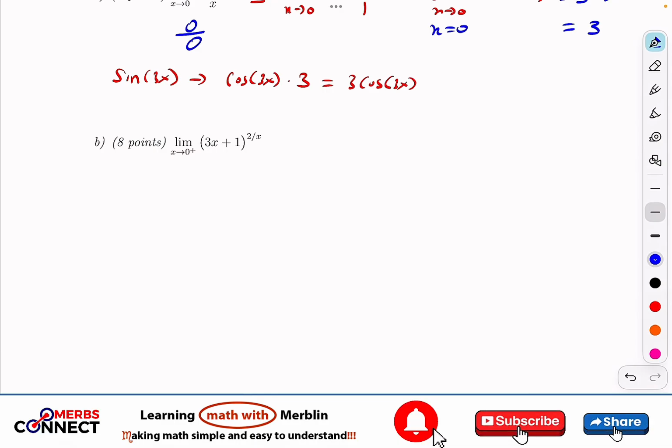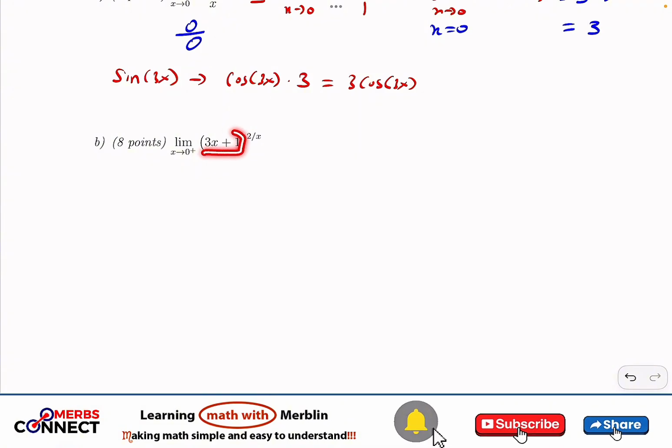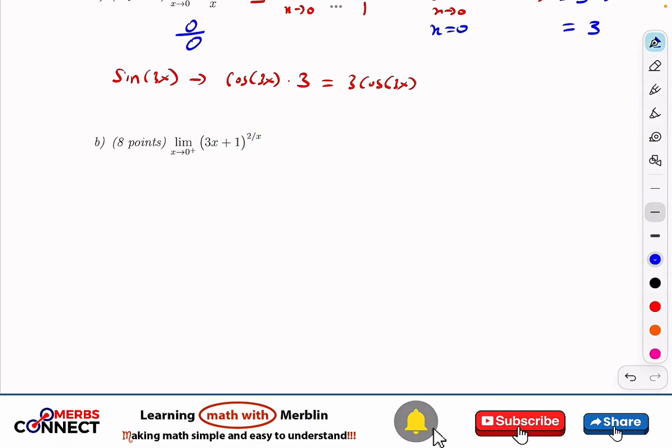So B is the one where, now that we have this on top here, we need to make sure that this comes down. So first we set this equal to L. Then we take the natural log on both sides. So I'm going to have the limit as x approaches 0 from the positive. When I take the natural log on both sides, I'm going to have the natural log of 3x plus 1, to the power 2 divided by x, which is equal to the natural log of L, right?